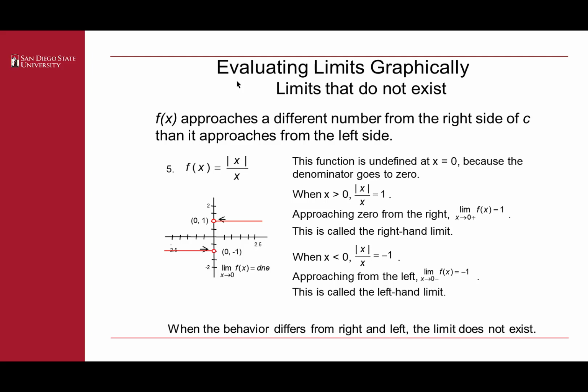And it's not defined at x equals 0. But if you try to approach 0 from both sides, you will get different results on the vertical axis. So from the graph, it is very clear that we do not have a certain limit here. In short, when the behavior differs from right and left, the limit does not exist.